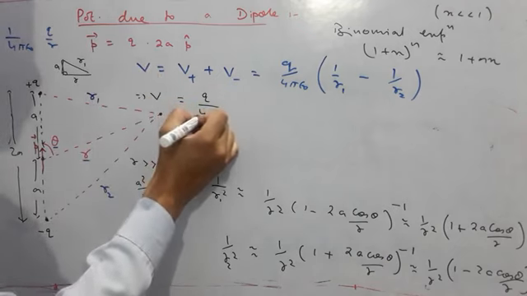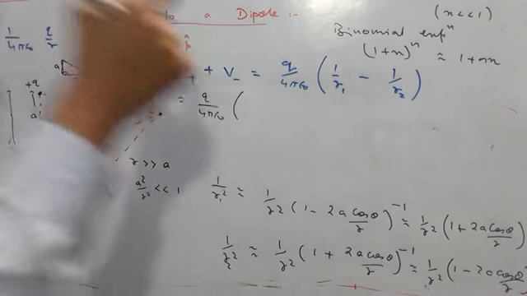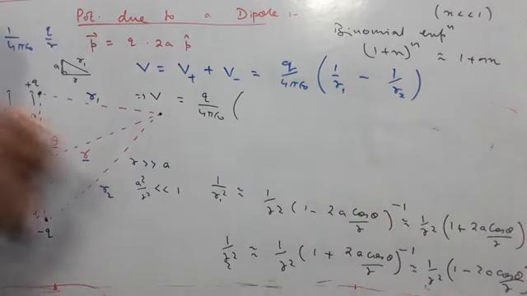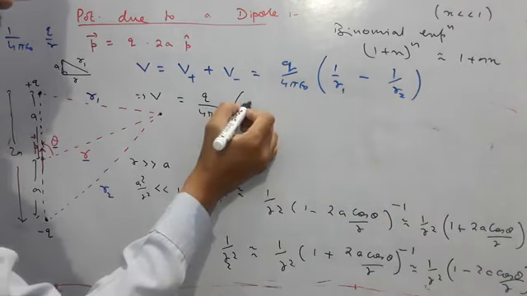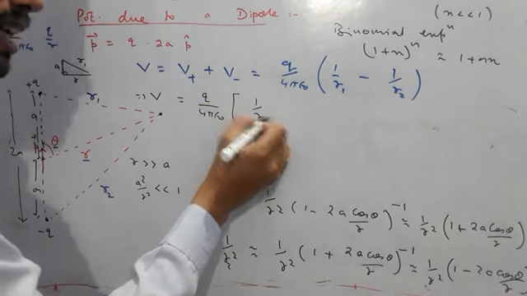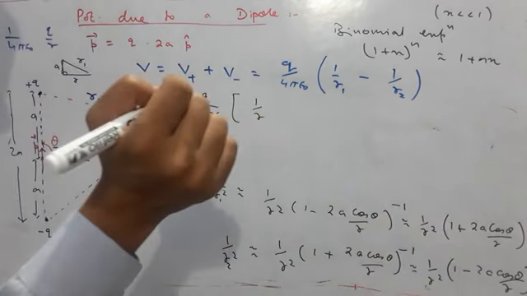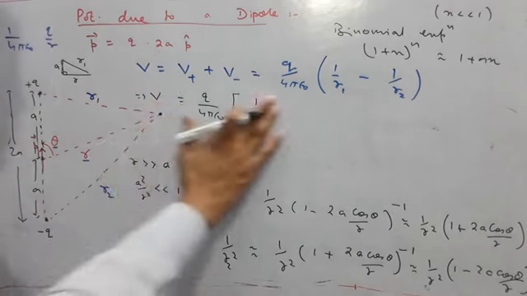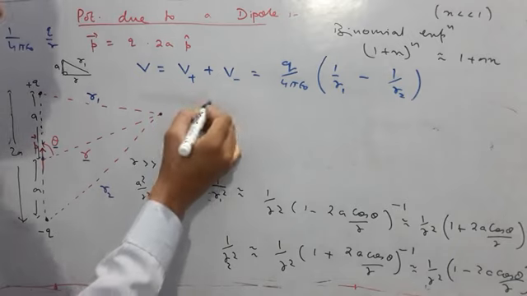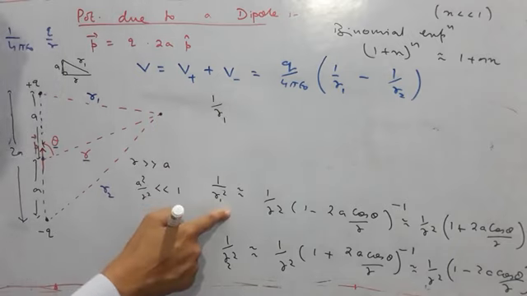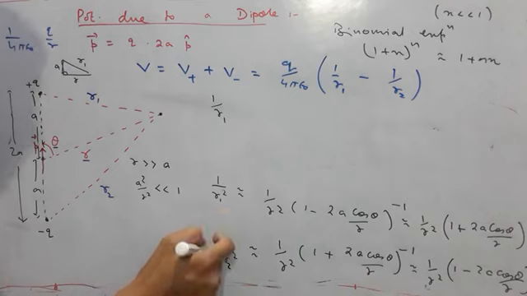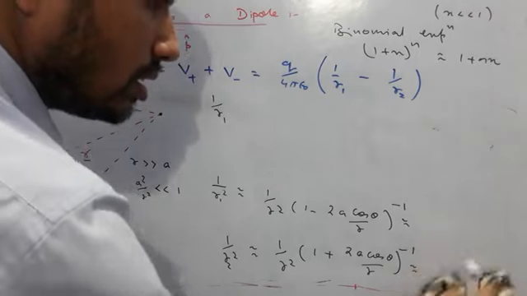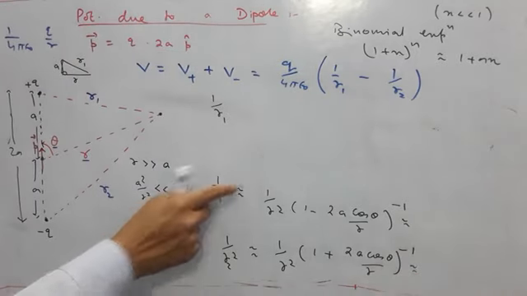So q upon 4 pi epsilon naught. First term is 1 by r1. This is 1 by r1 square, so we will take the square root. Oh wait, I forgot to take the square root. One more step we will do. Let me write 1 by r1 on taking the square root. Actually I should have expanded afterwards. First we will take the square root, then we will proceed further.